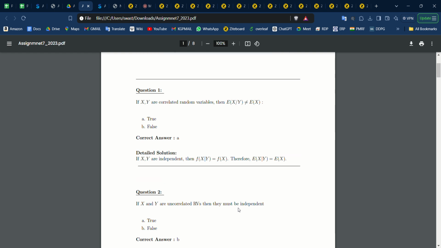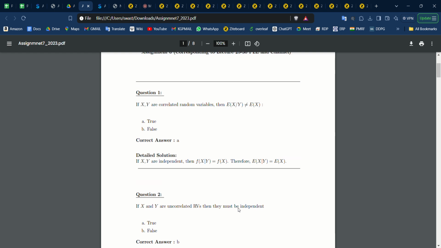Now, X and Y in the second question are uncorrelated. Then they must be independent. In the previous example, I said that correlation and independence are similar things. But that was actually a bit wrong. For the case of question 1, it's true. But correlation and independence have a degree of difference between them.